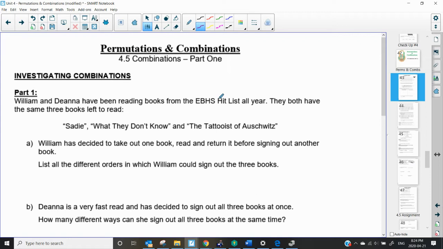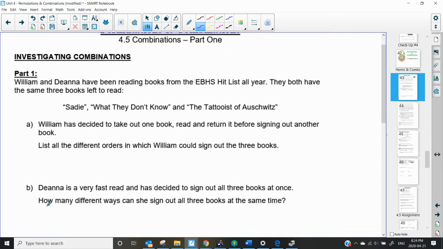Now, in our virtual reality right now, they're probably having to think about different ways to sign out these books. But William has decided he's going to take out one book at a time. He's going to take out a book, read it, return it, and then sign out another one. Deanna, on the other hand, is a really fast reader, and she's decided she's going to sign out all three books at once. And so we're going to look at how the method of signing out those books changes our different possibilities.